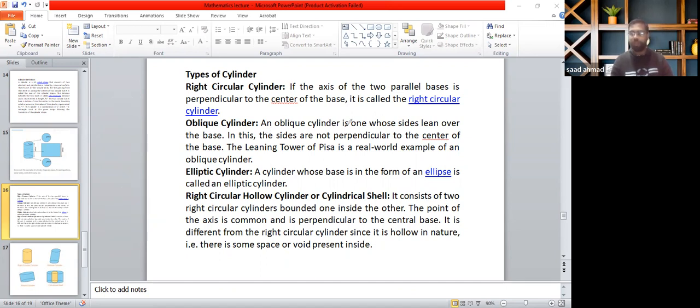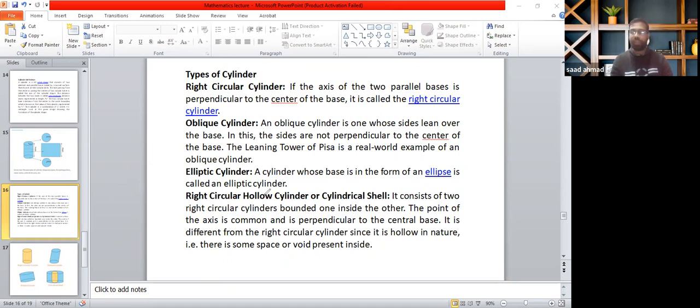Yes, this one is the oblique one, the one whose sides lean over the base. Let's say this is one base, and there is another base up there, and it's joining it like this. So it's not straight. This angle is not 90 degrees. It's less than or more than, whatever, but it's not 90 degrees. Then it's an oblique cylinder.